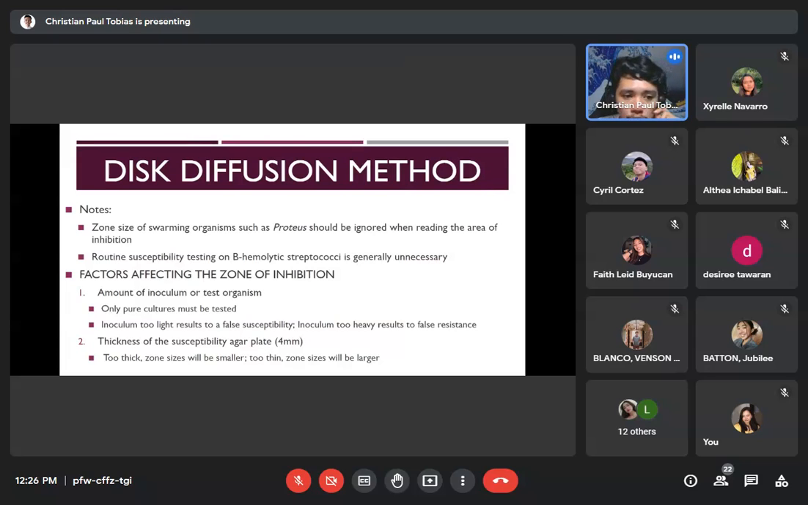The same thing with too thin. Kapag too thin, sobrang nipis ng MHA mo, ibig sabihin kulang yung supply or kulang yung nutrient ng bacteria. So, ano ba ang mangyayari pag kulang ang nutrition ng bacteria? Mabilis siyang mag-decline. So, mahirapang tumubo. Therefore, the zone sizes will be larger. Yung inhibition is larger. Okay, nakuha natin. Ganun lang yon. Sobrang kapal, zone will be smaller. Sobrang nipis, zone will be larger.